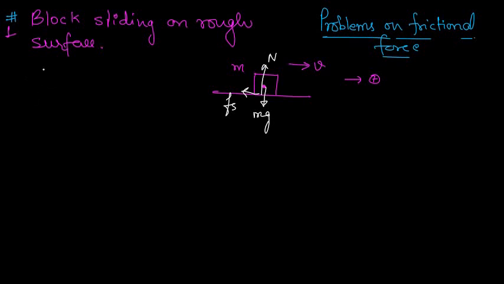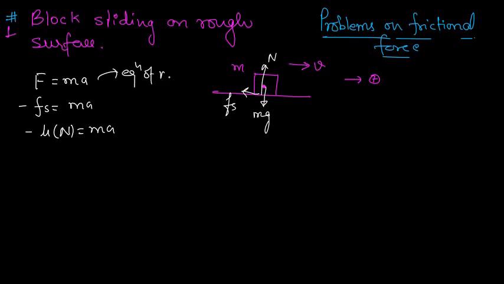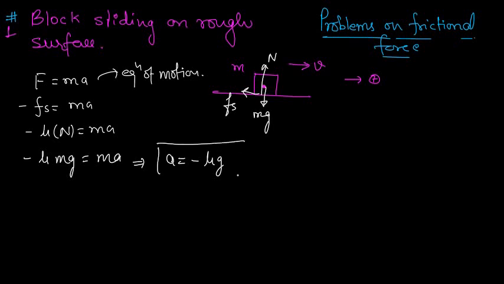So if you write the total force, it is equal to mass times acceleration. The total force is minus fs, so minus mu times the normal force is equal to ma. This was the equation of motion of this block, because there was no other force, only frictional force. So minus mu mg is equal to ma. This implies that a is equal to minus mu g. So the acceleration of this block is minus mu g.